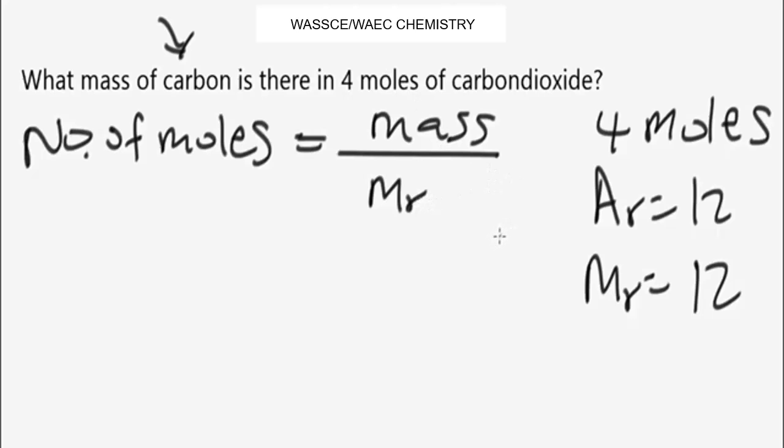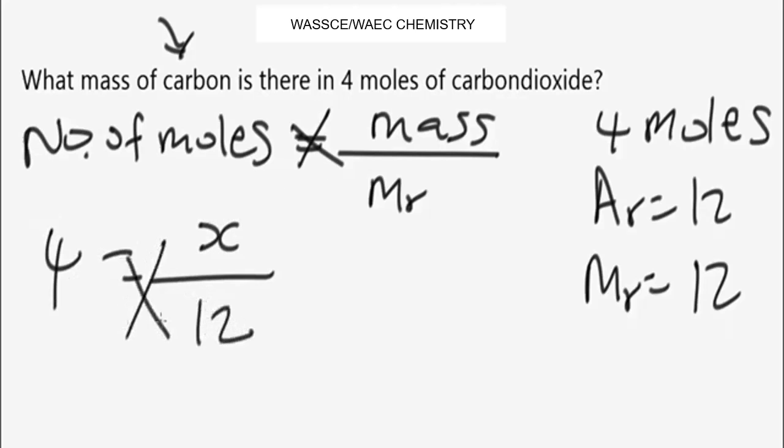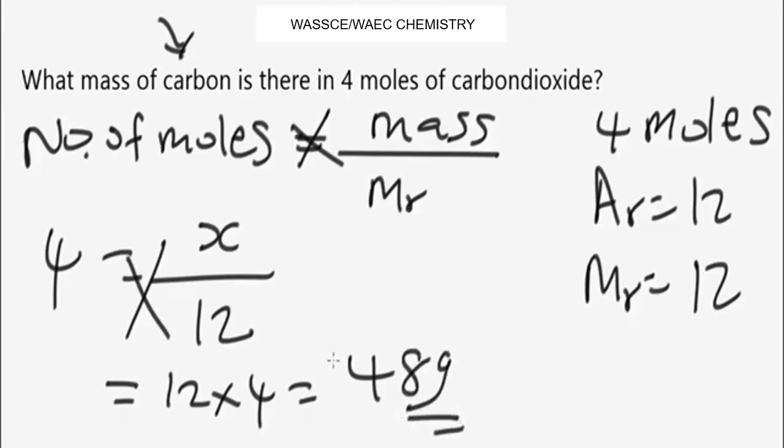Had it been that we are dealing with a compound, we would have added the relative atomic masses of the atoms of that compound. But since we are dealing with elements, it will just be this. When you cross multiply, you're going to have 4 equals, now let's represent the mass with x over 12. So the mass of 4 moles of carbon will now be 12 times 4, which will give us 48 gram. Alright, so it's as simple as that.